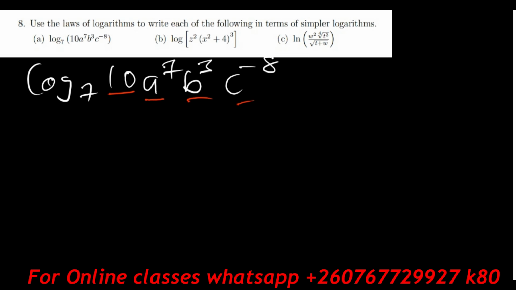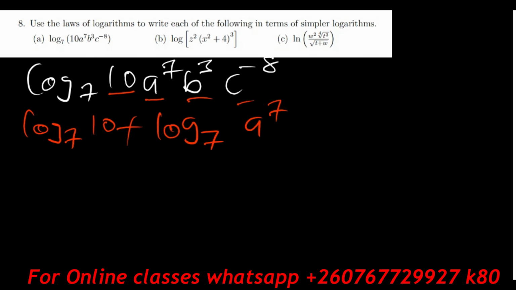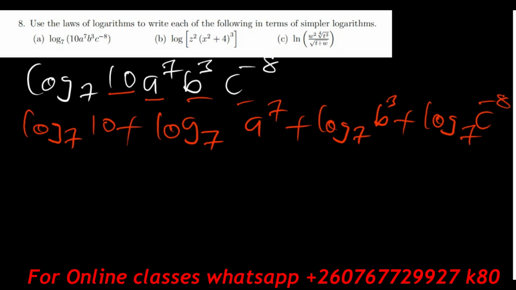Okay, meaning that I've got log base 7 of 10 plus, since there's times here, another one is log base 7 of a to the power 7, because everything is going to be in base 7, plus log base 7 of b to the power 3, plus log base 7 of c raised to the power negative 8.